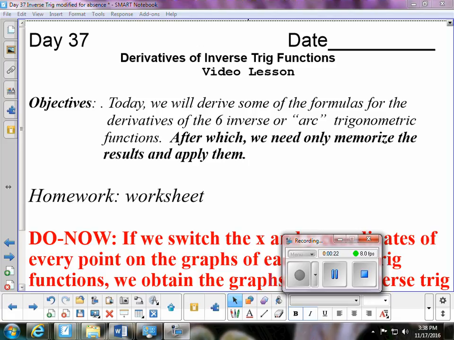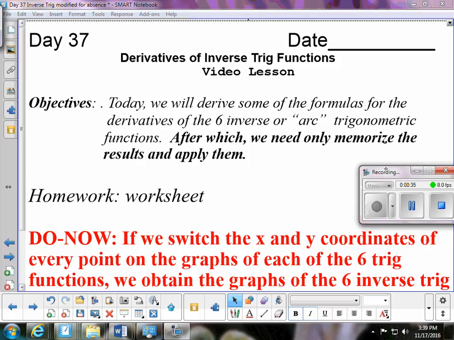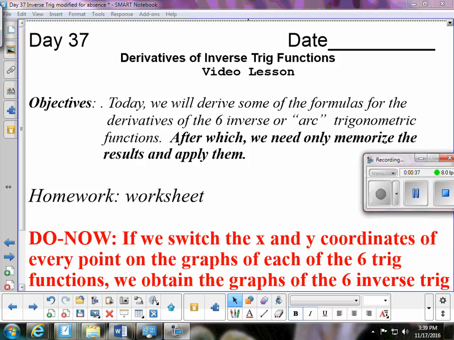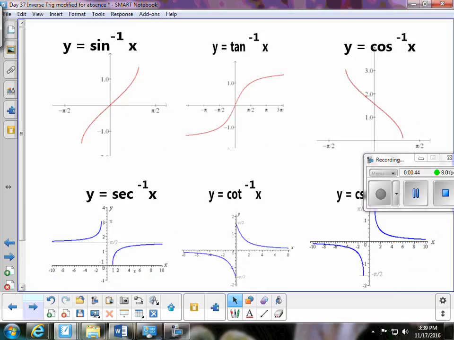So just to start out, I want you to think about your 6 normal trig functions: sine, cosine, tan, secant, cosecant, cotan. If we were to switch the x and y coordinates of every point on each of those graphs, we would get the inverse trig function graphs. And I put these up here for you. It's been a while, probably, since you've seen them.